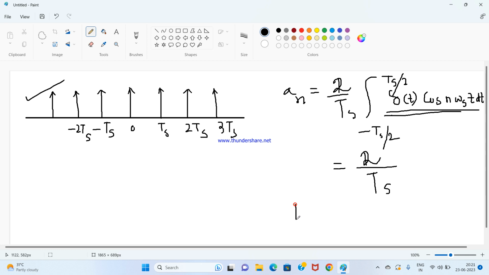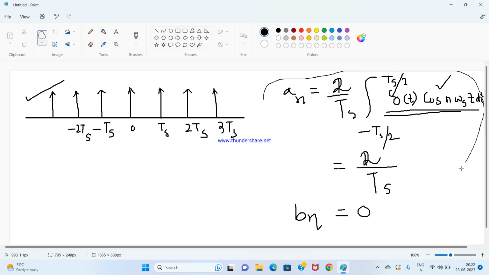And for Bn, instead of the cos function there will be a sine function, and that also will exist at t equal to 0. At t equal to 0, sine 0 becomes 0, so the Bn part will become 0. Okay, so my a0 is 1 by Ts, my an is 2 by Ts, and Bn is 0.